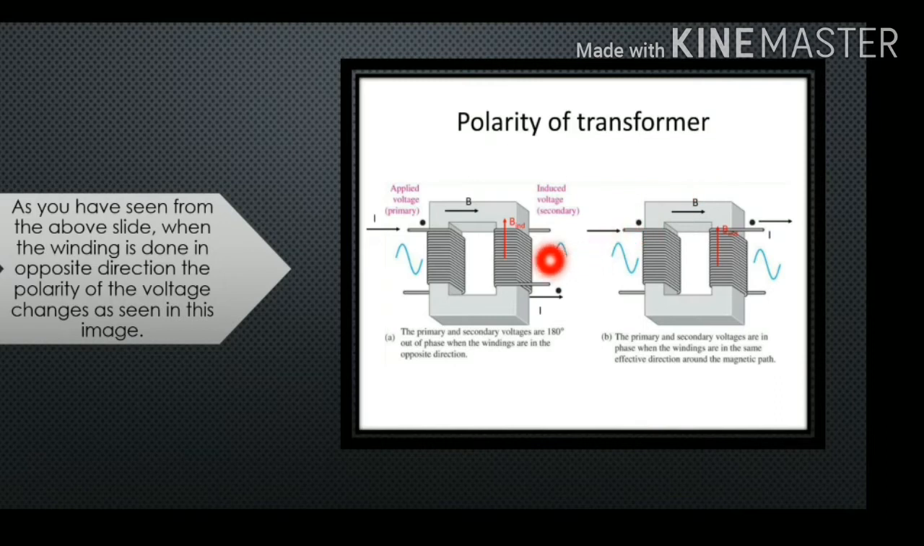But in this case the winding is done in the opposite direction. Here it is wound from right to left, and here also it is wound from right to left, so that the polarity reverses. In this case the voltage induced due to the mutual inductance will be V is equal to minus M into di by dt.